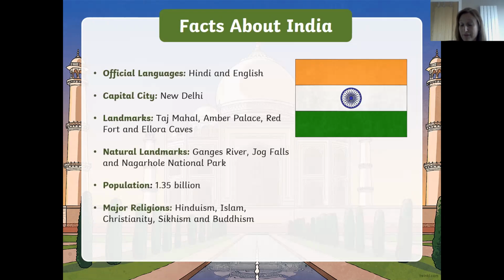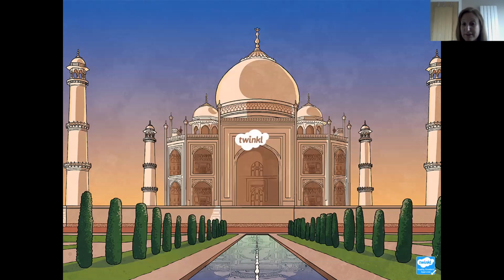Now, some of you have already found out about the Indian flag. I know some of you did that before half term. Here's a couple of interesting facts before we leave. The official languages spoken are Hindi and English. The capital city is New Delhi. Some of those famous landmarks that we've had a look through: the Taj Mahal, Amber Palace, Red Fort and Ellora Caves. Some natural landmarks. The Ganges River, interesting. Wonder if you might be able to find out a little bit about that. The Jog Falls, which is the waterfall, the national park, and the main religions are Hinduism, Islam, and Christianity. And there's the Taj Mahal.